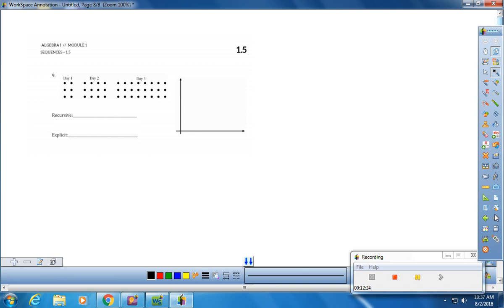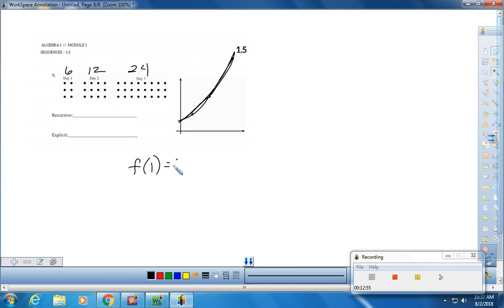Okay, so these are dots. I don't know why they're giving us two. There's 6 dots there, and then there's 12 dots there, and there's 24 dots there. So hopefully you're getting good at imagining what this looks like. Once again, this is going to be a curve because it's doubling every time. Okay, so let's do the recursive first. I think that's becoming easier. F of 1 is 6. F of n is take whatever the last one was and double it. Okay, so this is the recursive.